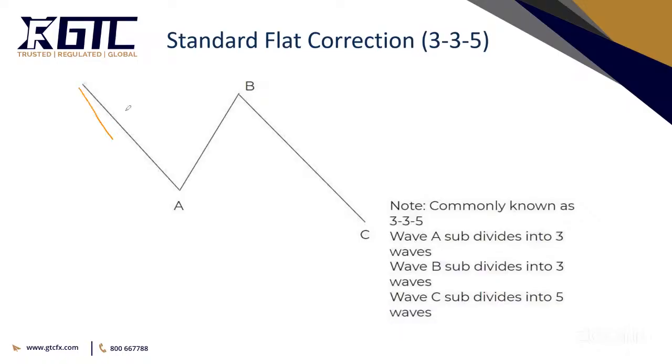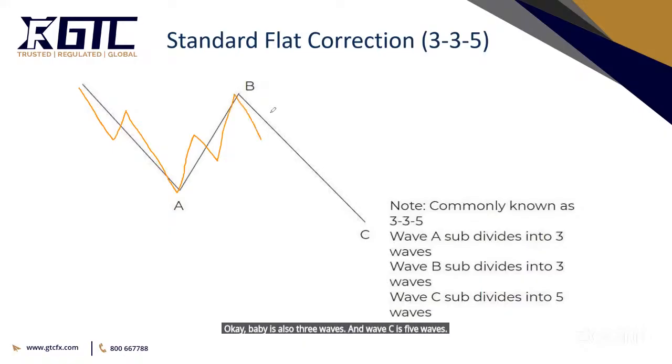Wave A is three waves, okay. Wave B is also three waves, and wave C is five waves. In a zigzag, it was 5, 3, 5. Here, it is 3, 3, 5.